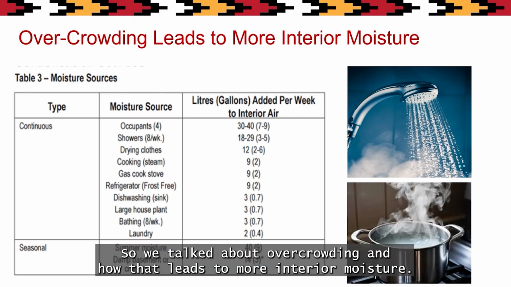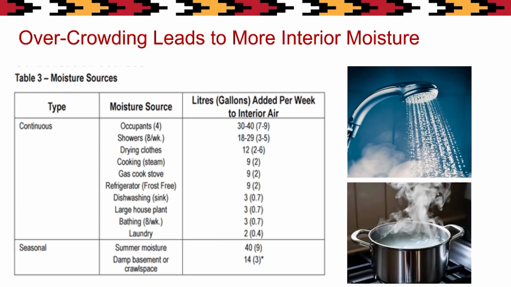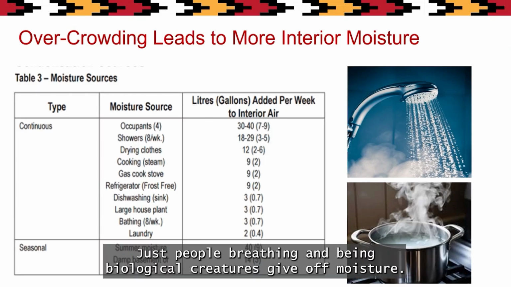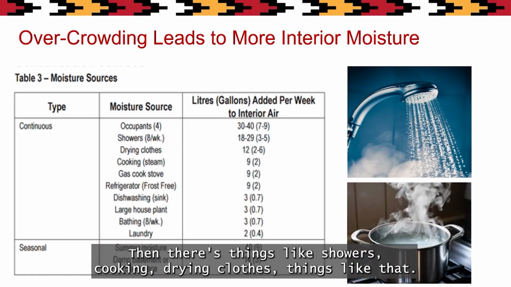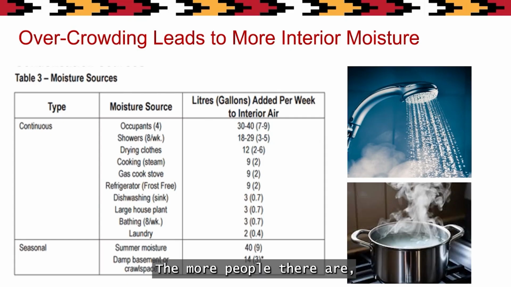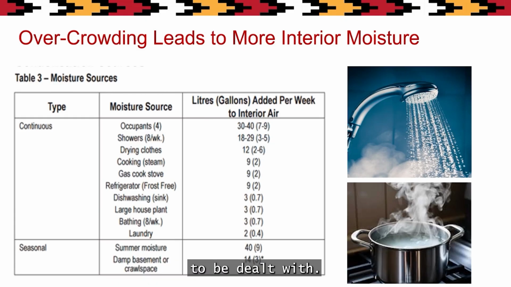So we talked about overcrowding and how that leads to more interior moisture. A lot of the activities that are done in the house create moisture. Just people breathing and being biological creatures give off moisture. Then there's things like showers, cooking, drying clothes, things like that. The more people there are, the more moisture is created and generated inside the house and has to be dealt with.